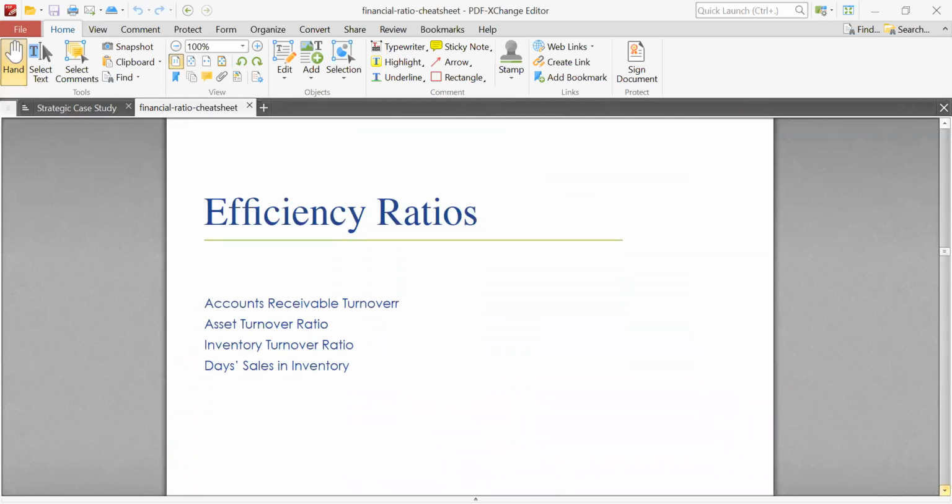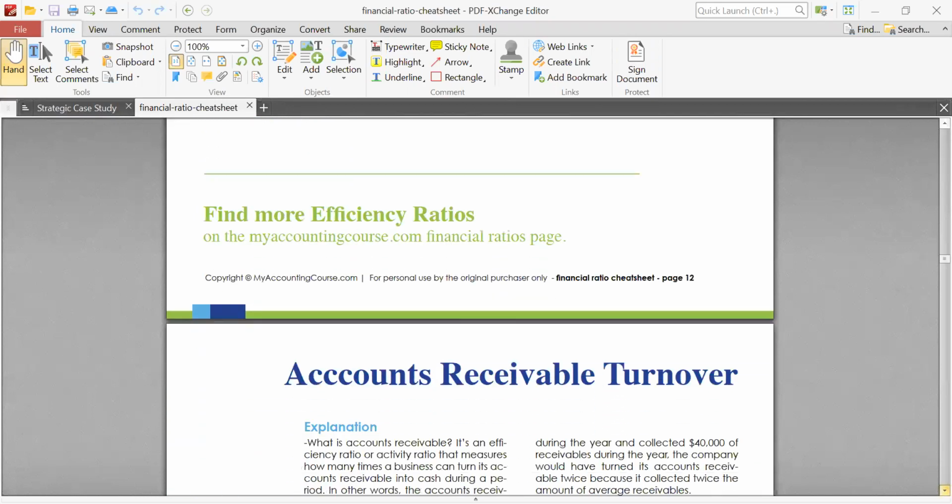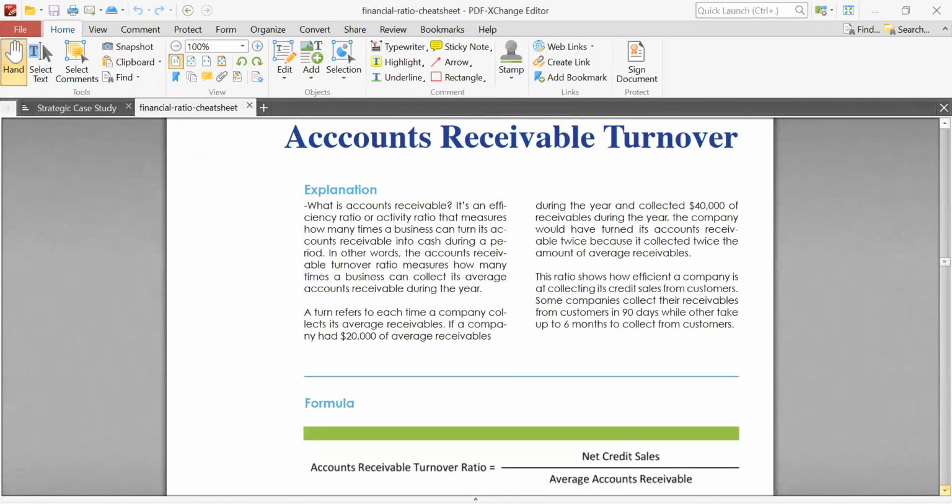Okay, then we move on to efficiency ratios. The efficiency ratios look at 4 key things: the account receivable turnover, asset turnover ratio, inventory turnover, and days sales in inventory. These are the 4 key efficiency ratios. So first of all, let's talk about the account receivable turnover. What is the account receivable turnover? Very, very important.